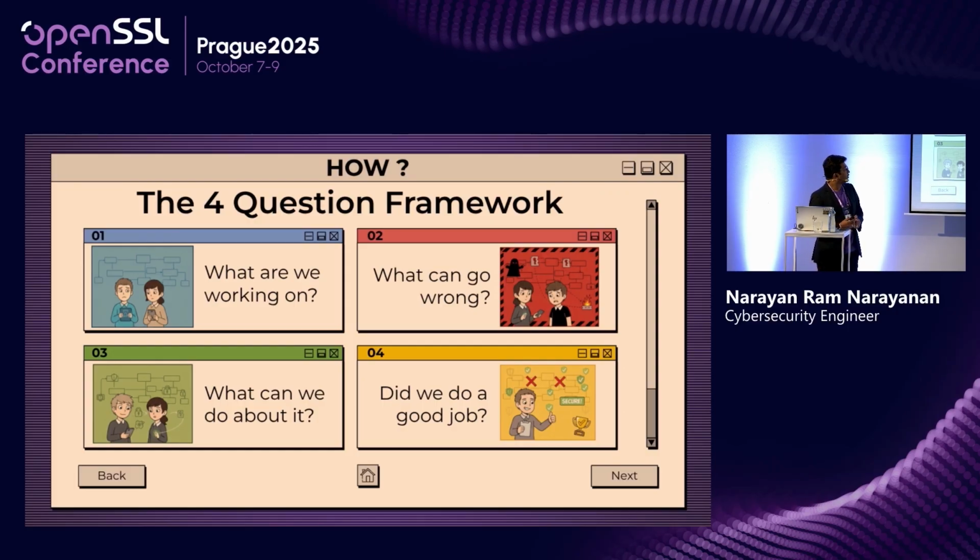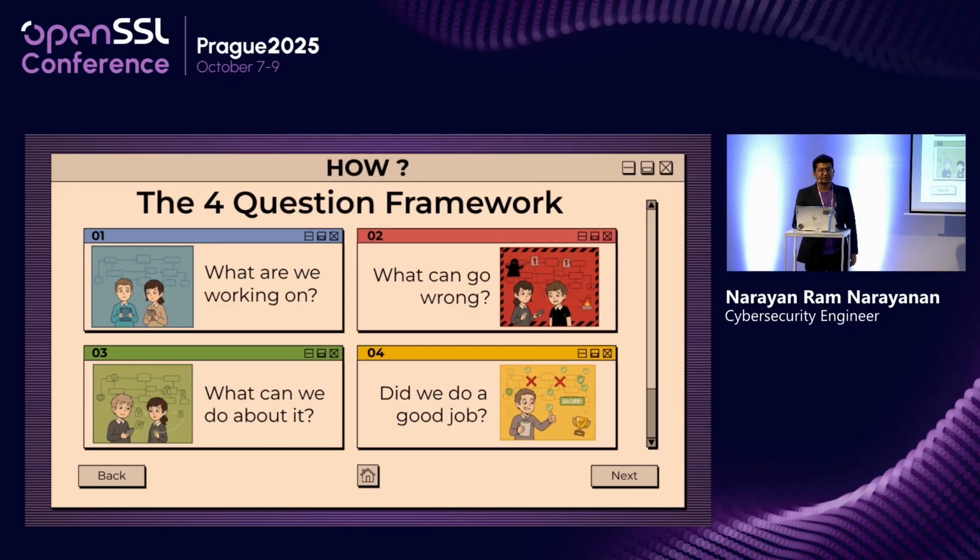So how do we do a threat model? Our entire presentation going forward is going to be based on this. We're going to ask four questions. What are we working on right now? What are the potential threats? How can attackers exploit those threats, as in how can we mitigate it? And did we do a good job? So let's take the very first question.